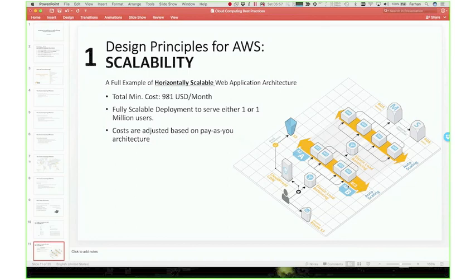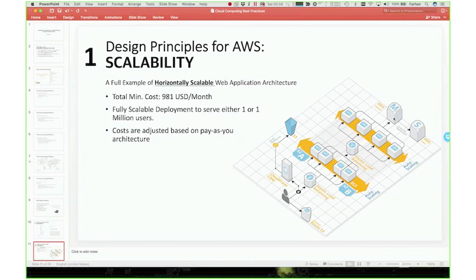Then all of these servers actually talk to an application layer, which is again an auto scaling layer, and is behind the load balancer. And this application layer talks to a database master instance, which is a vertical scaling instance, and that is replicating to a secondary node instance. So this type of typical architecture is designed in AWS in order to serve either one user or 1 million users.